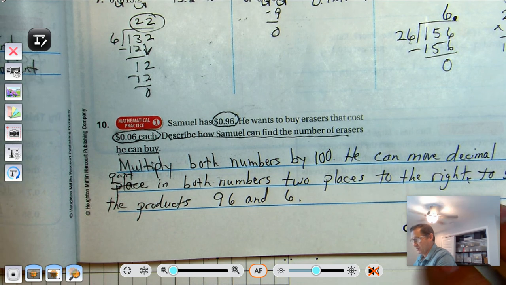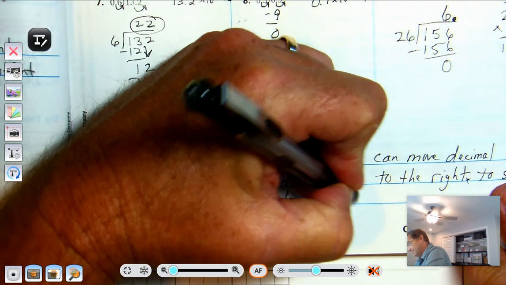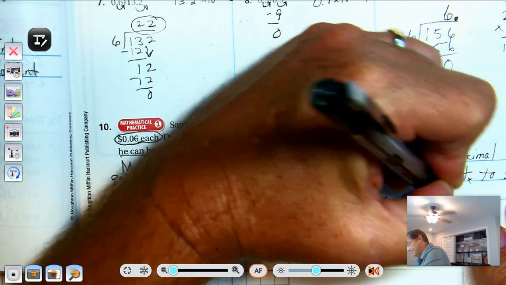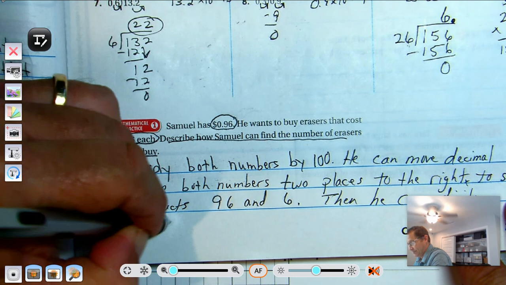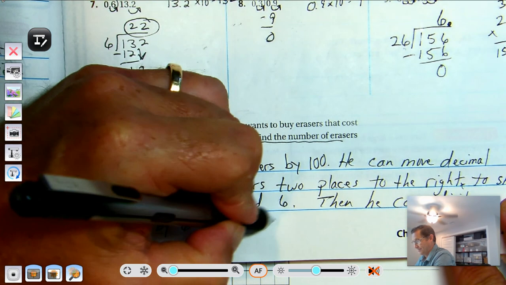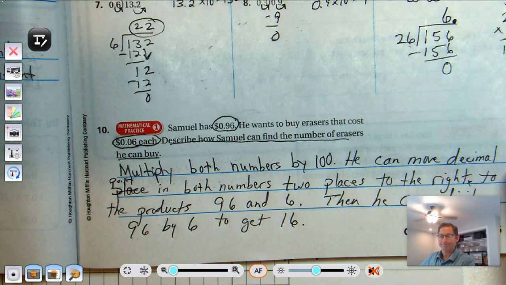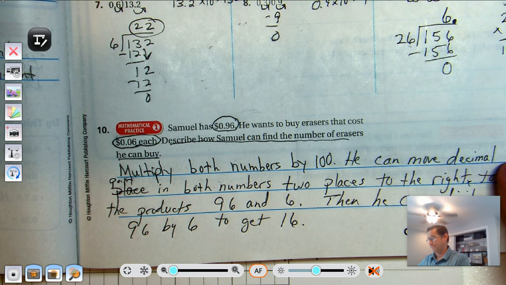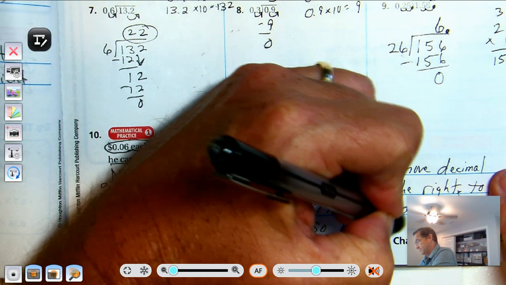All right. So then we're just going to divide, right? So then he can divide 96 by 6 to get 16. So he can buy 16 erasers.